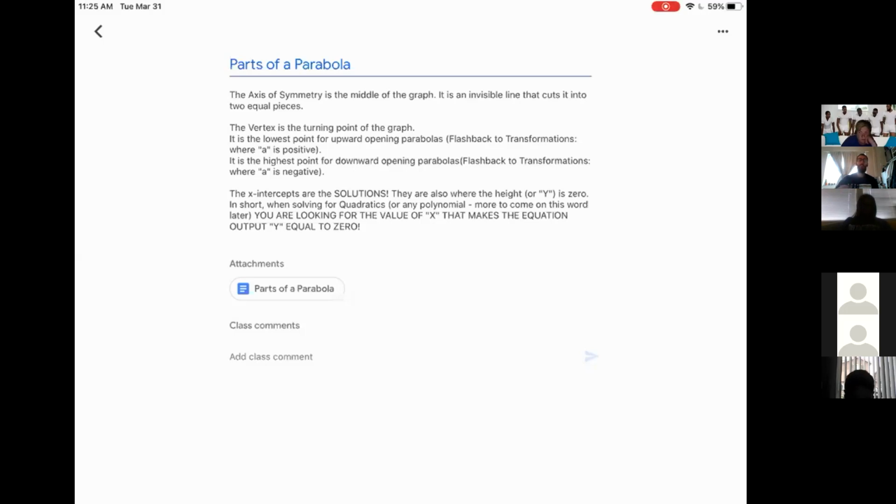We said that the A value determined the stretch of a graph and also determined whether it opened upwards or downwards. The same is true with quadratics. If that leading coefficient, or the value in front, A, is positive, the graph is opening upwards.